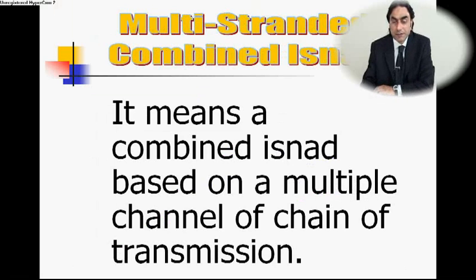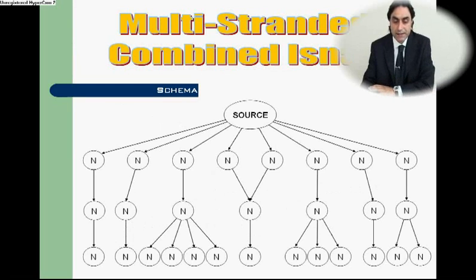Now, multi-stranded combined isnad. It means a combined isnad based on multiple channels of chain of transmission. As an example, here is a multi-stranded combined isnad. You can see this is a channel, and this is a channel, second, third channel, fourth channel, fifth and sixth and seventh channel. Multi-strand, seven strands in this combined isnad, and you can find single narration, double narration, multi-narration in this type of isnad.